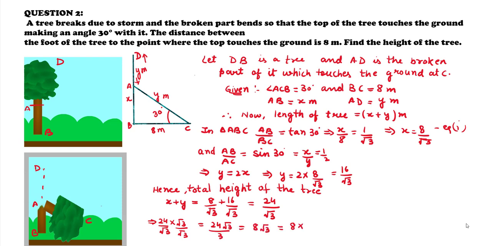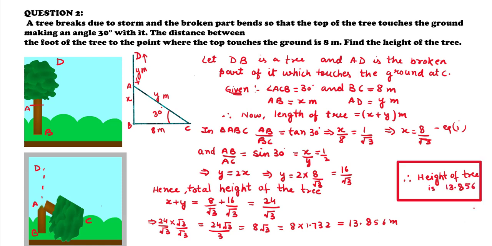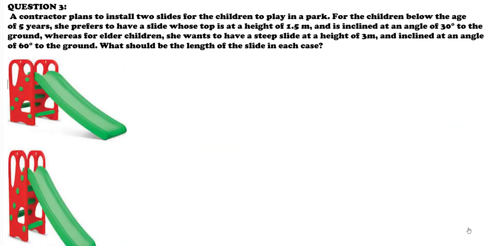So we will get 24 root 3 upon 3, that is equal to 8 root 3. That is equal to 8 into 1.732, that is equal to 13.856 meters. So we can say the height of the tree is 13.856 meters.